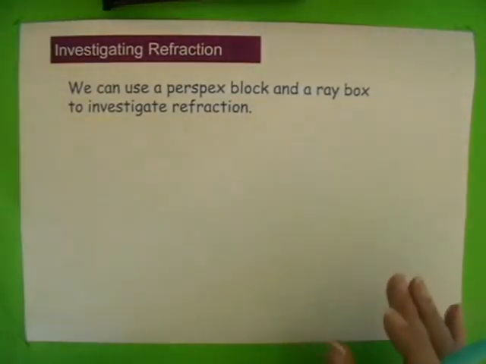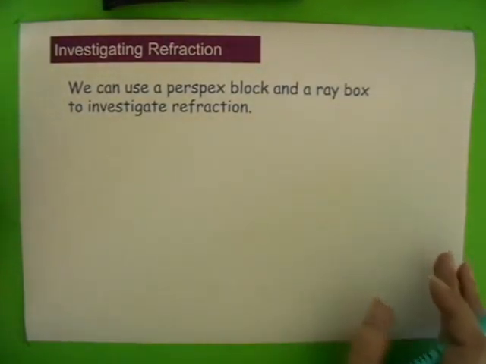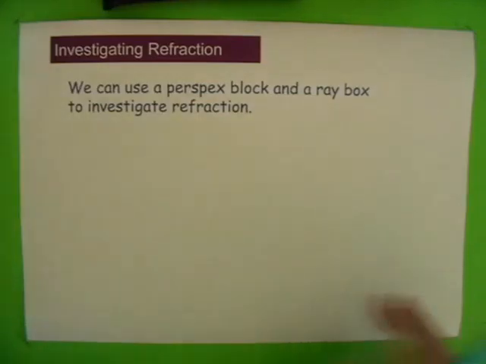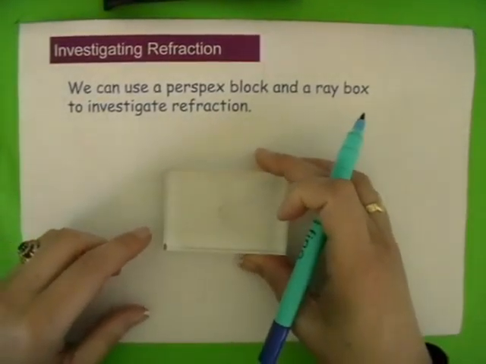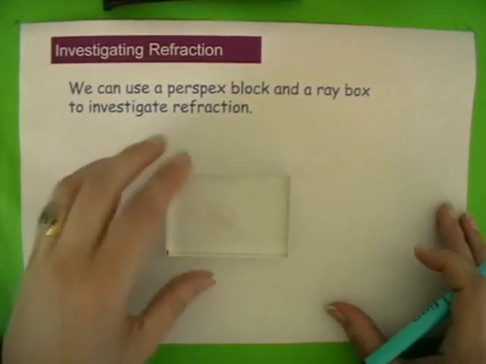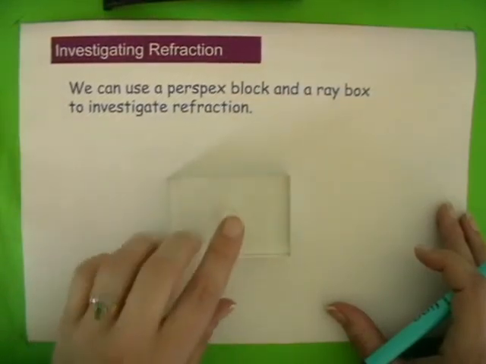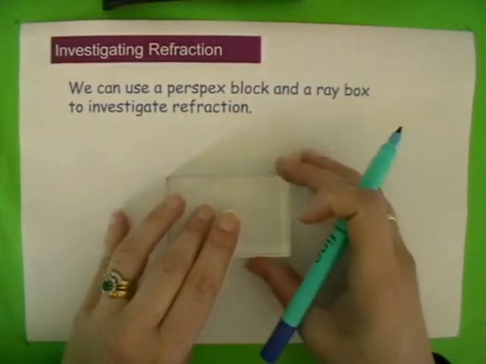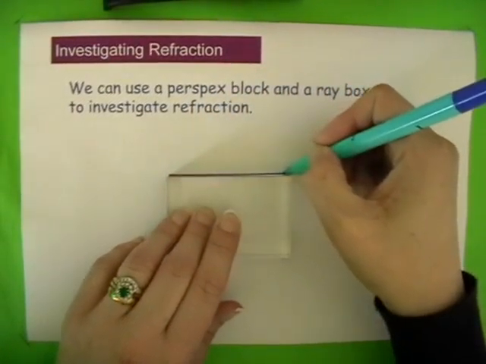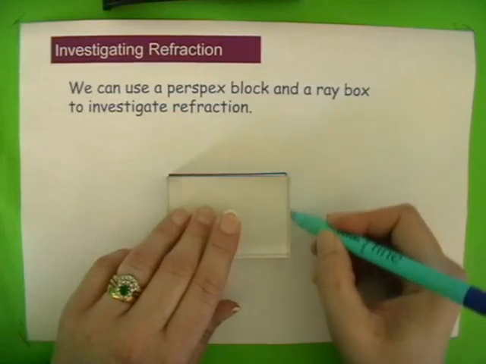Investigating refraction then. We can use a Perspex block and a ray box to investigate refraction. If we set up the ray box and use a Perspex block, in order to do the experiment, the first thing that we should do is, holding the block steady with a pencil, draw around the edges of the Perspex block.